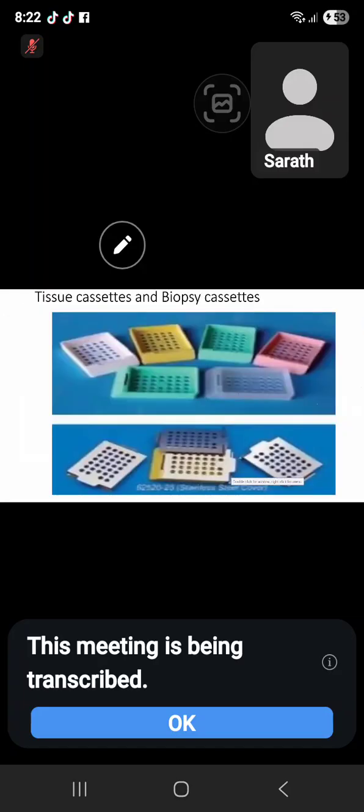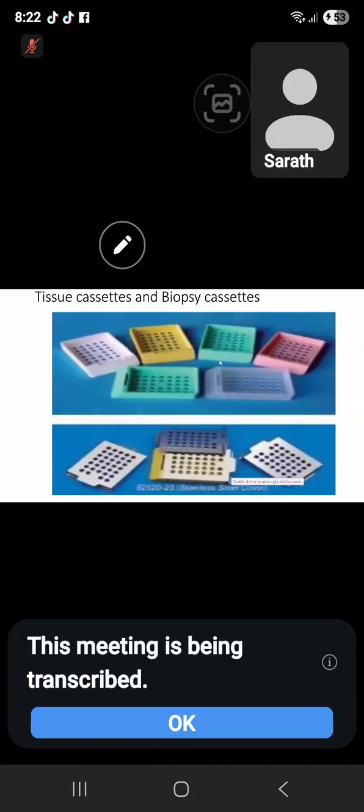So these are different cassettes. Some are tissue cassettes, some are biopsy cassettes. In the biopsy cassettes, the pore size is small. So when you purchase also, you can get biopsy cassettes and tissue cassettes. Some people think both are the same. No, they are not the same. For the biopsies, the pore size is small. The tissue cassettes have large pore size.